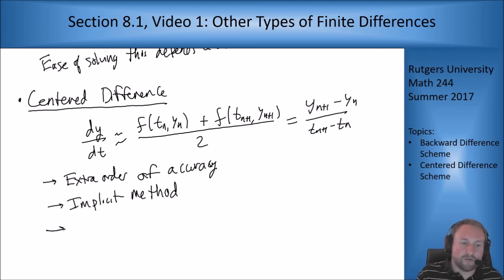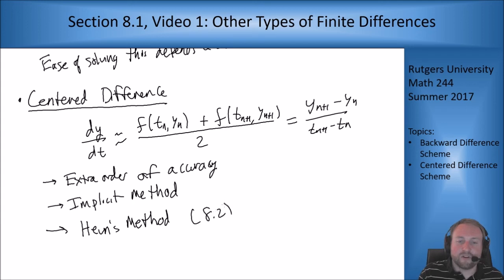In general, this sort of approach is also known as Heun's method, and you'll see it written out that way in section 8.2 of the book, where they talk about Heun's method. This is what they're doing. They're doing something like this to get their approximations. Really, the only thing is they're using a centered difference instead of a backwards or forwards difference like the Euler or the backwards Euler would do.